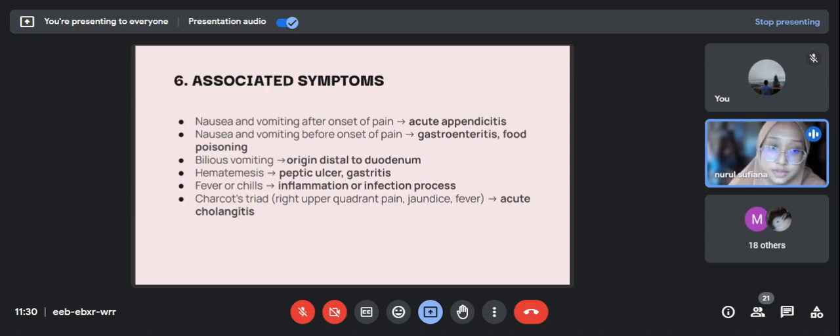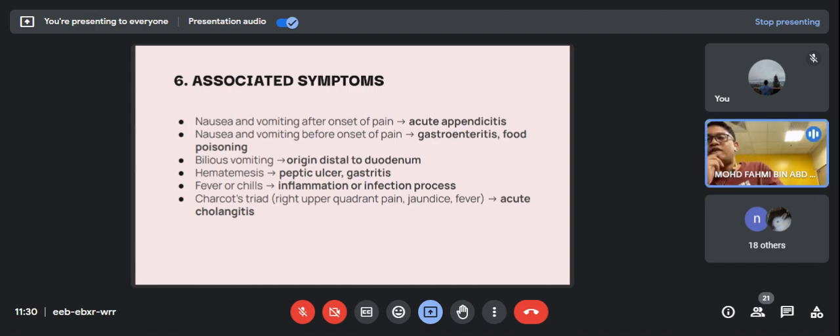If the patient has fever or chills, it suggests an inflammation or infection process, and for acute cholangitis, usually the patient comes with the Charcot triad, which is right upper quadrant pain, jaundice, and also fever. So next. Ada dua soalan.